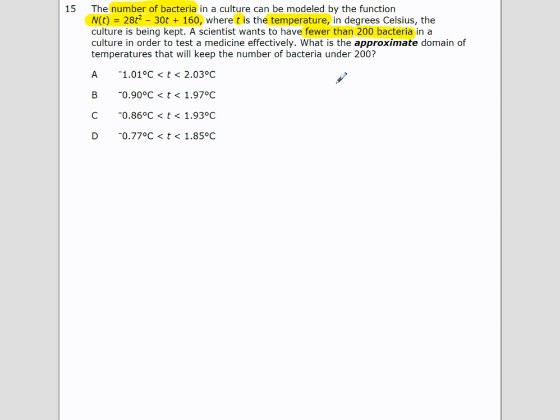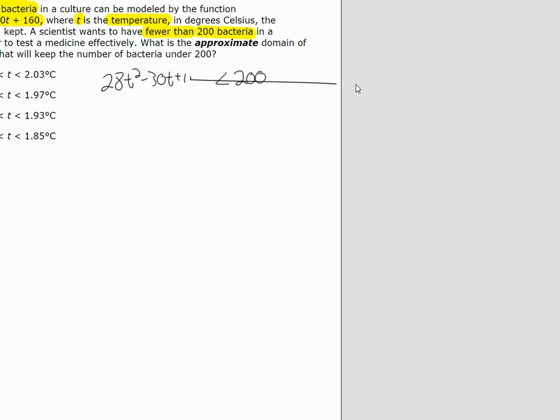Now, we can do this one a couple of different ways. We could set up an inequality and solve it to find the domain, and that would look something like this. We want fewer than 200, so we want this to be less than or equal to 200. Well, not even equal to. We want fewer than, which means it absolutely has to be less than. Okay, and so I'm going to put my function on the other side. 28t squared minus 30t plus 160.